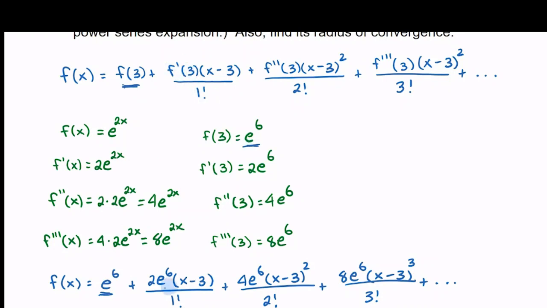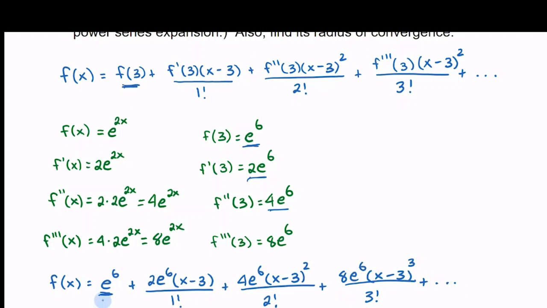Replace this f prime 3 with 2e to the 6, x minus 3, 1 factorial. Replace f double prime with 4e to the 6, x minus 3 squared, 2 factorial, and so on. This pattern continues on forever. Now, technically here, we have an x minus 3 to the power of 0 and a 0 factorial, but that's not typically shown. But the reason I'm mentioning this is it makes sense to start at an index of 0 and work our way to infinity because this goes on forever.